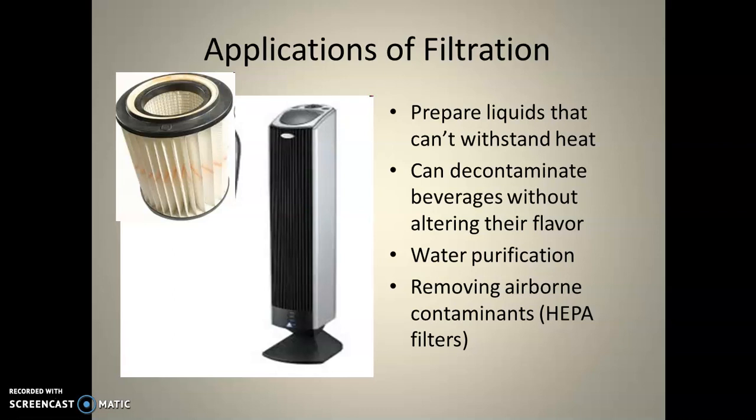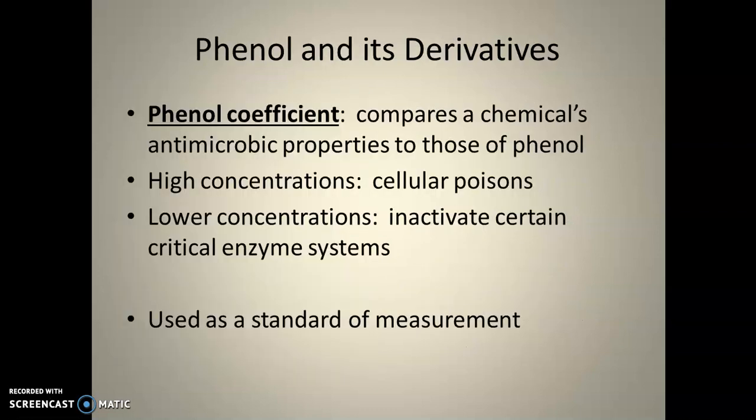So there's different ways in which we're controlling the flow of air also around the hospital. Okay, so we've talked about physical agents, we've talked about mechanical removal, now I'm going to talk about some different chemical agents. So there's lots of different kinds of chemical agents.